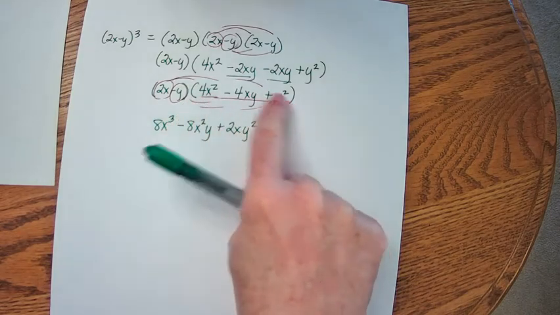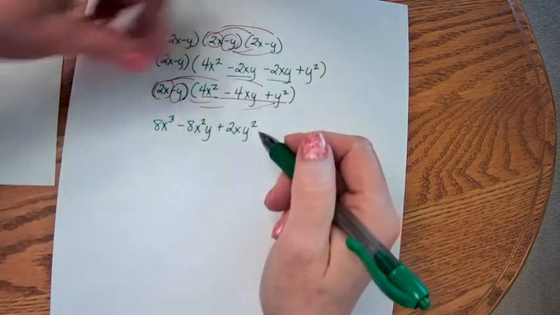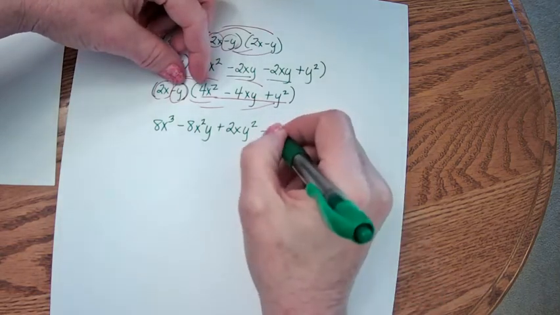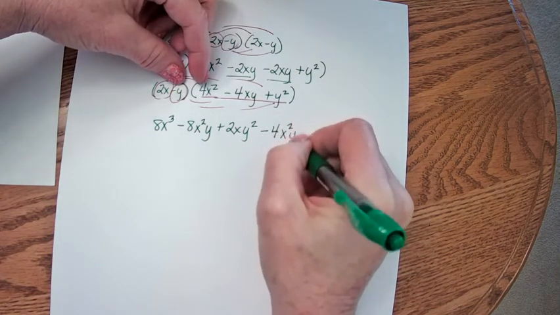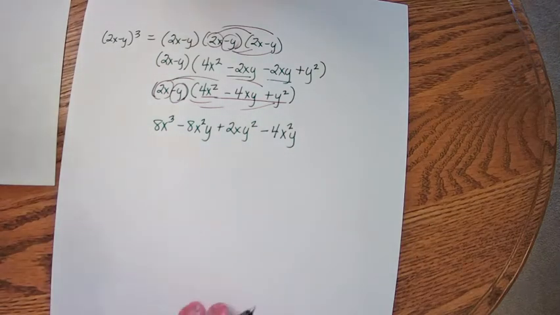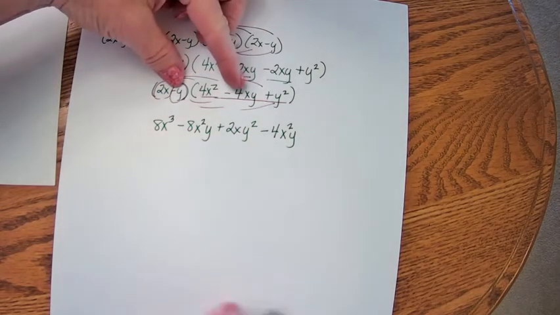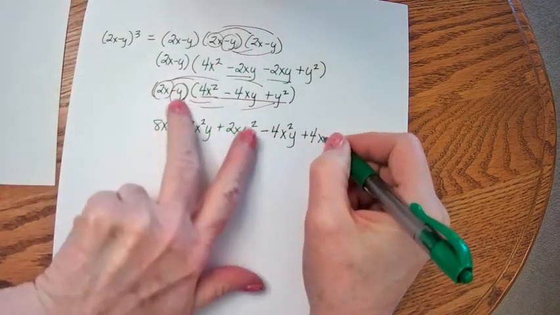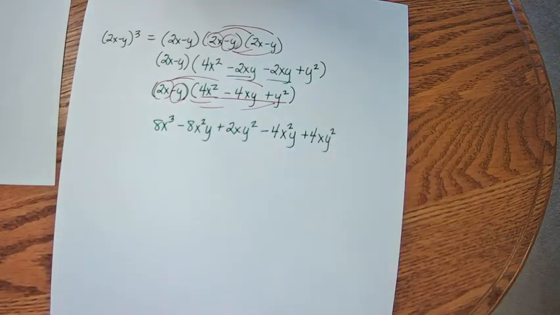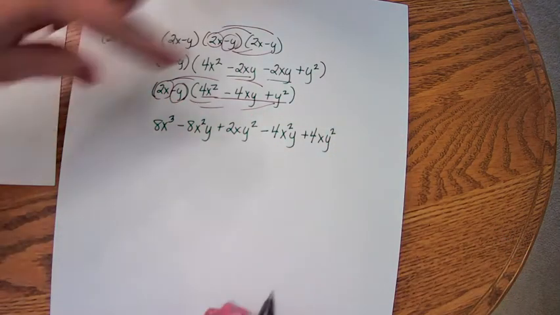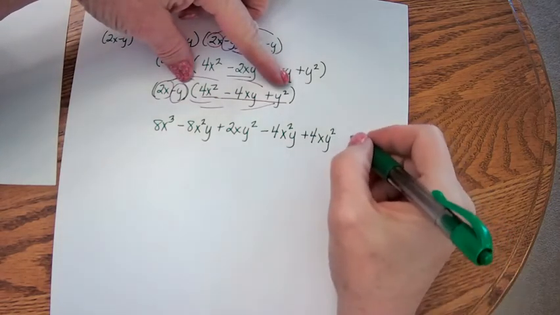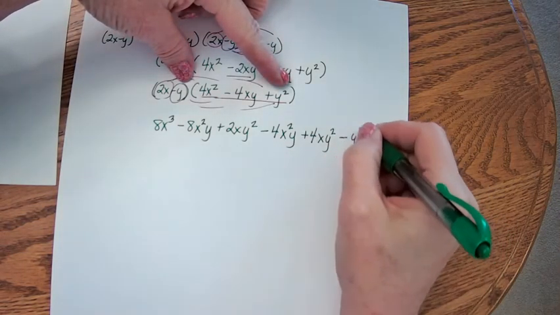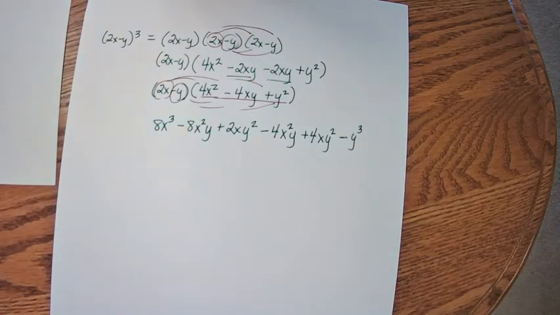Now I have to multiply every term in the second polynomial by negative y. So negative 1 times 4 is negative 4 x squared y. Negative 1 times negative 4 is positive 4x, and y times y is y squared. And then negative y times y squared, negative times a positive is negative y to the third. And now I want to combine like terms.